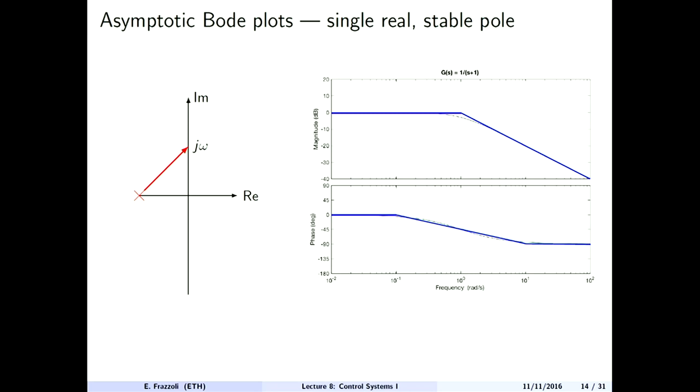So the Bode plots you would obtain are exactly the same as the ones I showed, but you have to put a minus in front of them. So the magnitude would be flipped, symmetric with respect to the omega axis, the x-axis. And the phase would be, again, flipped symmetric with respect to the horizontal axis. Of course, depending on the sign of tau, that would then mean one of the two cases.